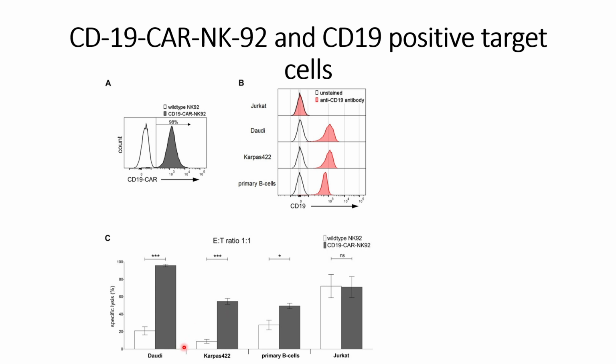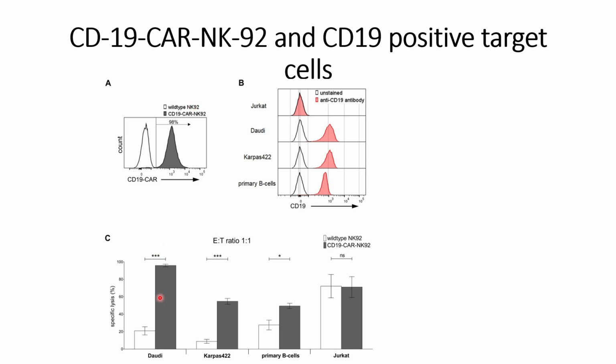For these Daudi cells, Kopp422 and primary B cells, as we have seen, all of these cells have CD19 expression, but for the Jurkat cells, we do not see a cell lysis more than the background, that is more than the wild type NK92 cells. So this would indicate the specificity of these CAR-NK92 cells, that it has a preference towards the cells that have the CD19 expression.